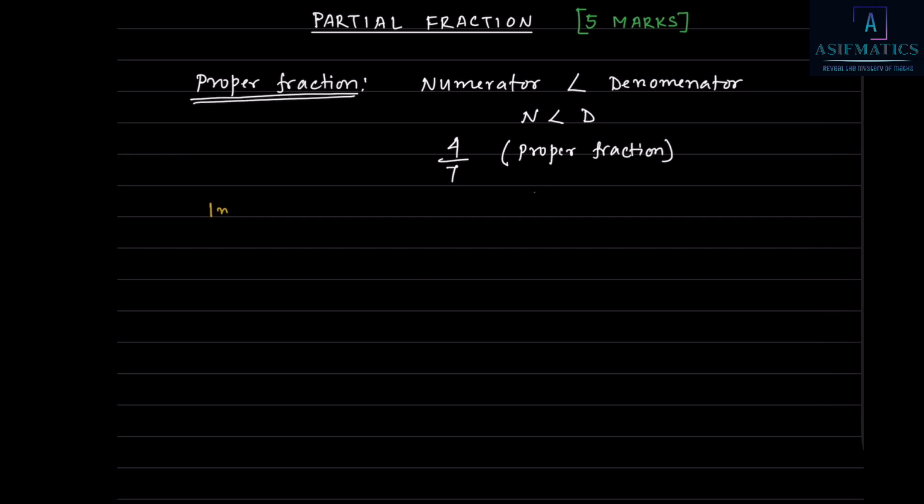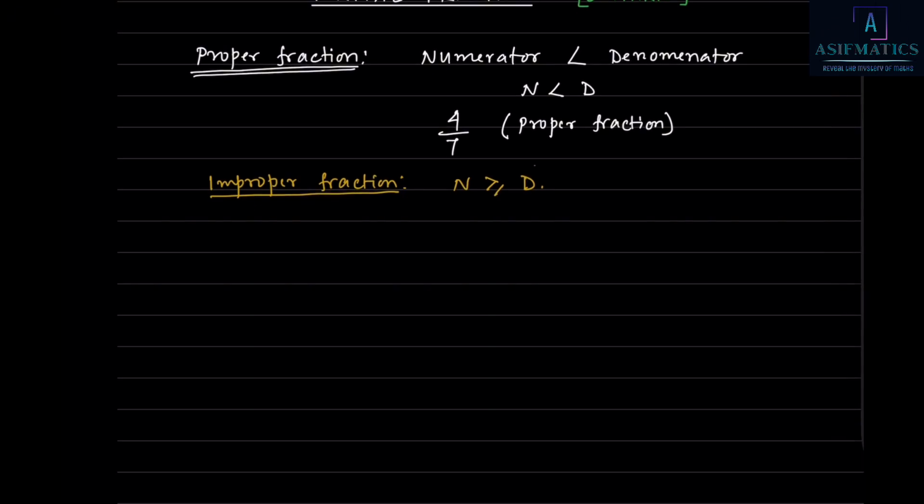So what about improper fraction? Improper fraction is the same thing, just the opposite, where your numerator value will be greater than or equals to your denominator value. It can be greater, it can be equals. What does it mean? If I change the same thing to 7 by 4, this fraction is improper because our numerator 7 is a higher value than the denominator 4. So we can write this is an improper fraction.